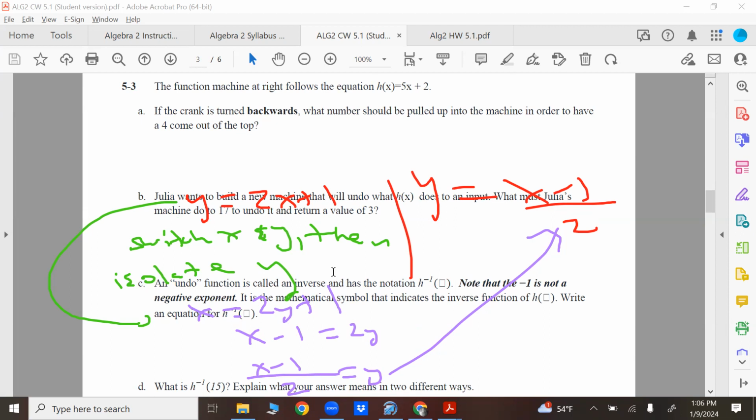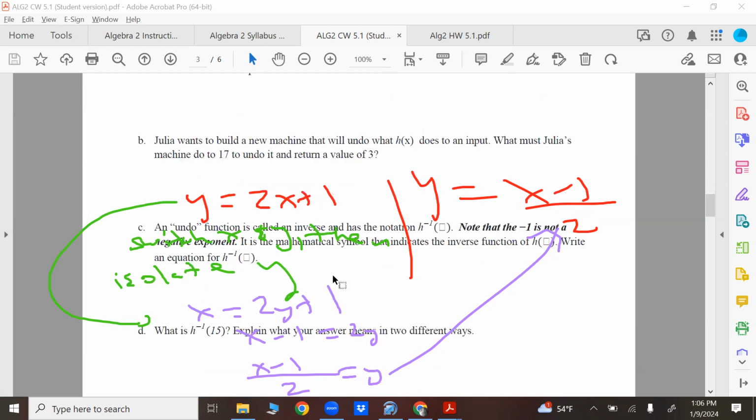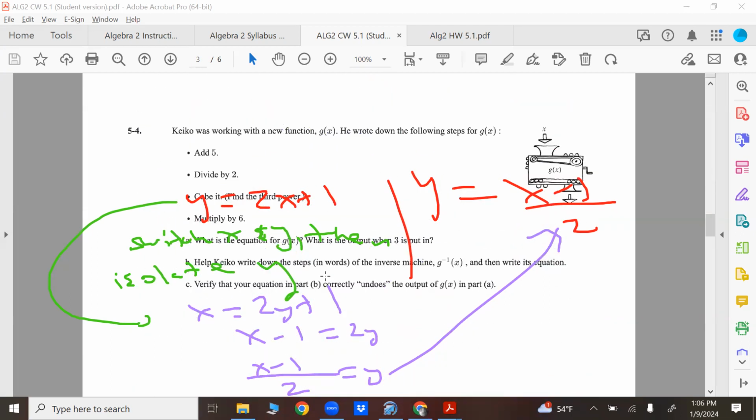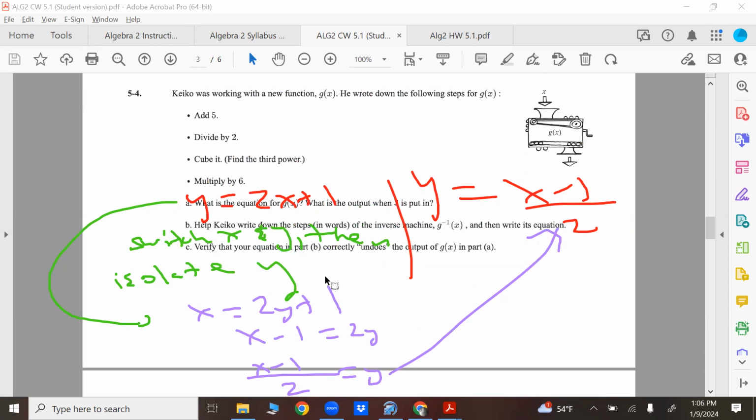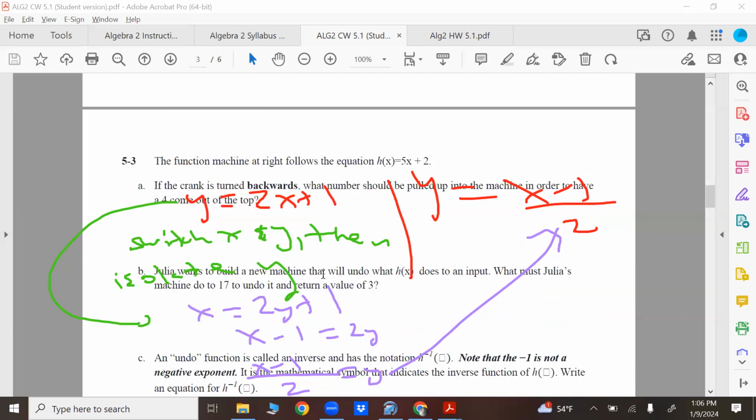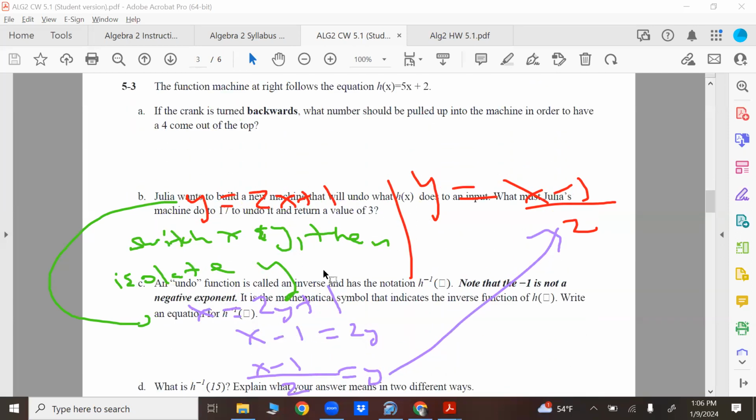So there's a few things you have to do here. And 5-4, there's a few things you have to do as well. So I'm going to have you guys work on this page. I'm going to walk around and help you out. I'll work it out and pause my screen, and then we'll talk about it.